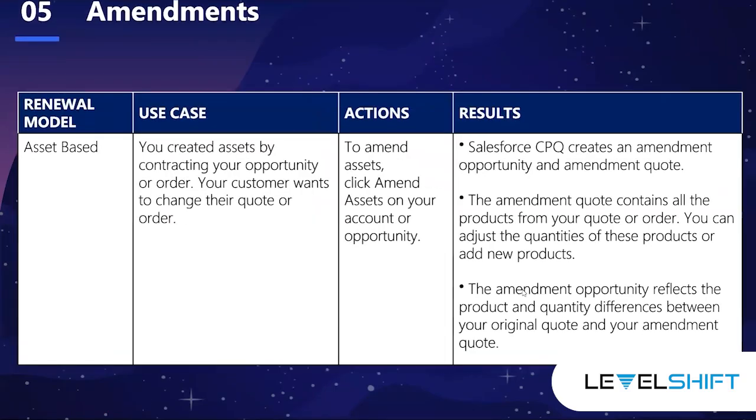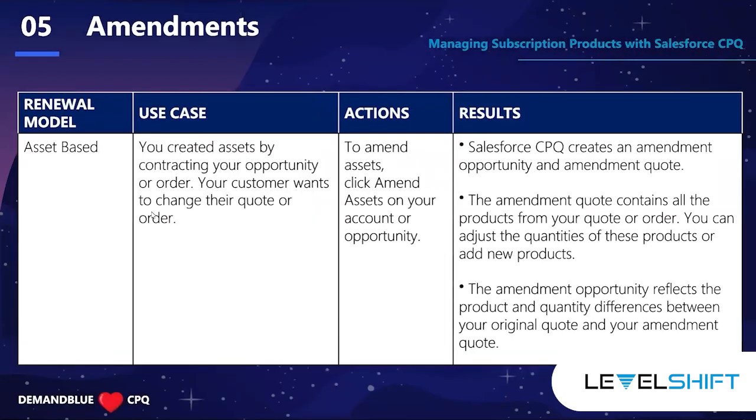For the asset-based renewal model, you already have assets which are contracted on your opportunity or order, and the customer wants to change their quote. You will hit amend assets on the account or opportunity. Salesforce CPQ automatically then creates an amendment opportunity and quote. It contains products from the original order. You adjust these product quantities, and the amendment opportunity reflects the differences between your original and amended.